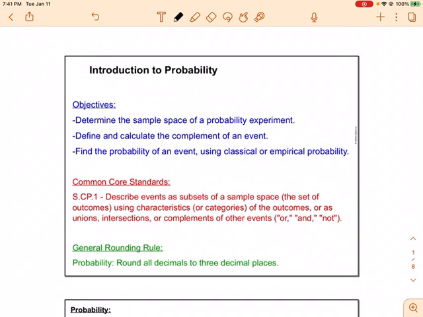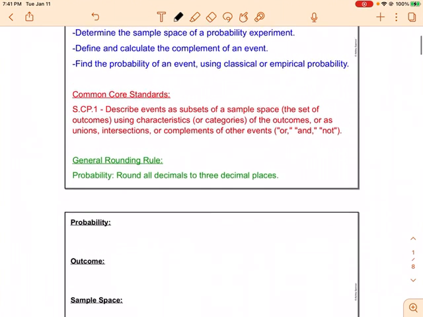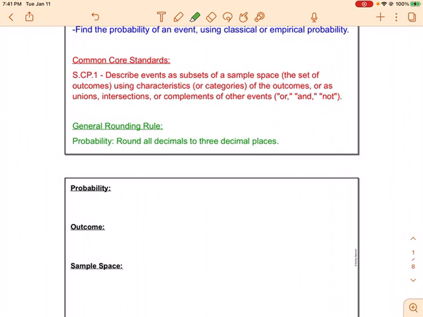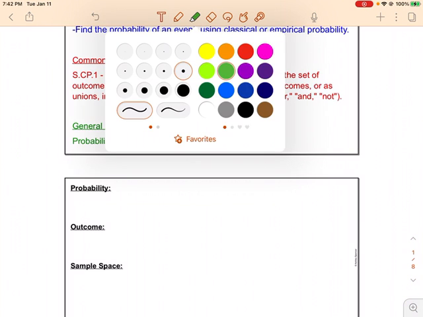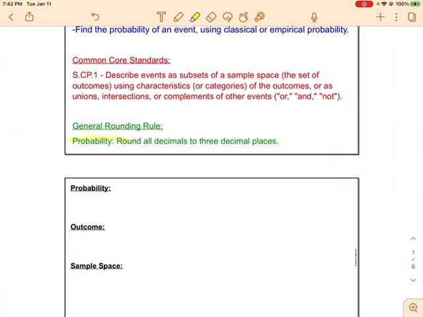Okay, our introduction to probability. The main thing we want to make sure that we emphasize is the general rounding rule. For probability, if we're going to use decimals, we want to go to 3 decimal places.